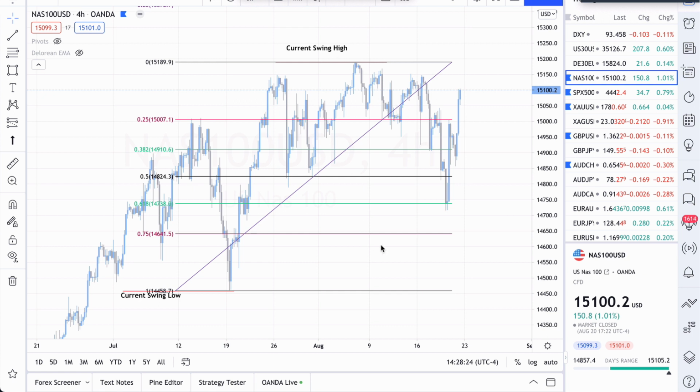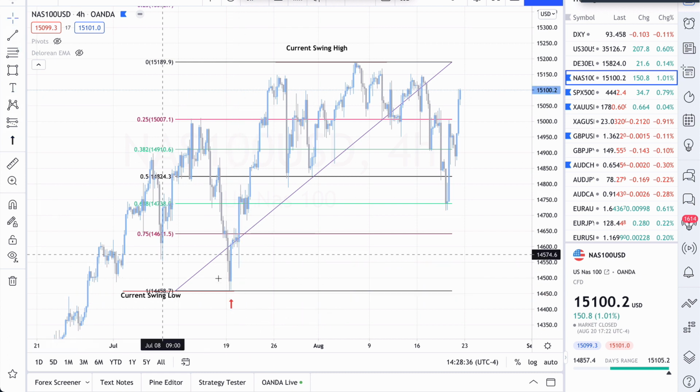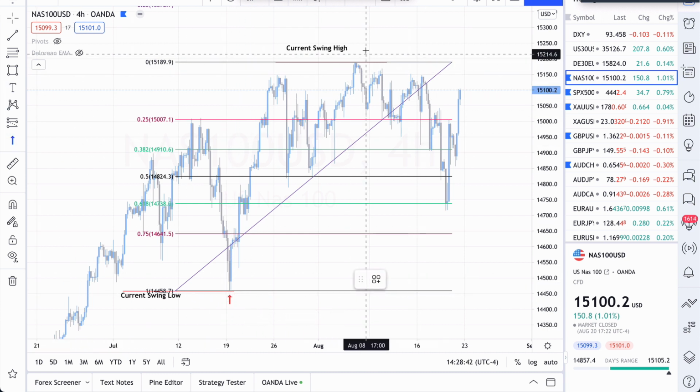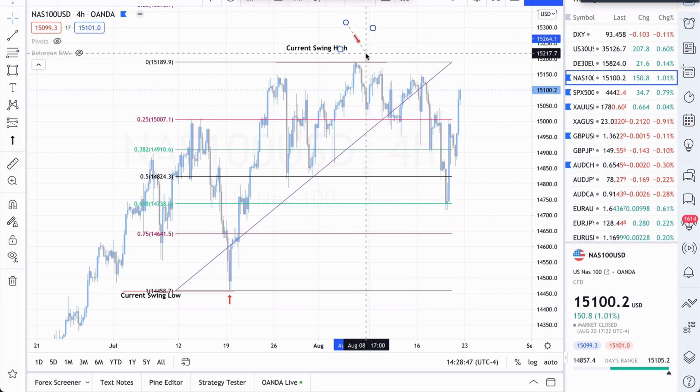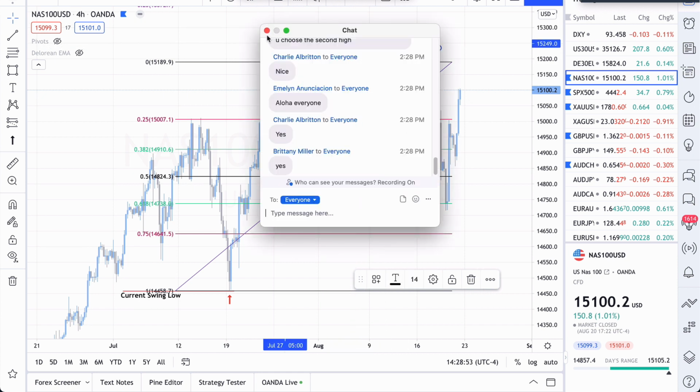So there's my fibs. Watch this. So the market moved from this peak here, from this valley or low to this high. Now, if you want to have less risk in your trading, watch this.